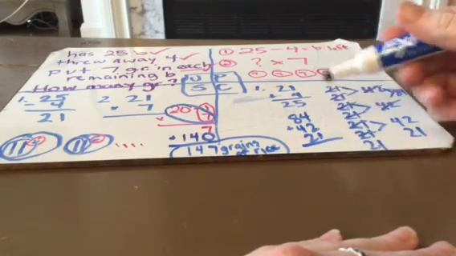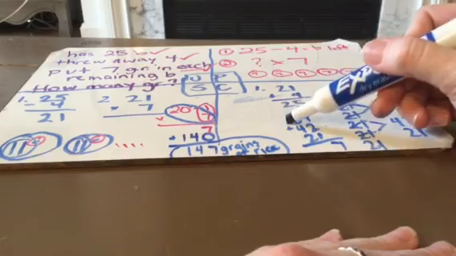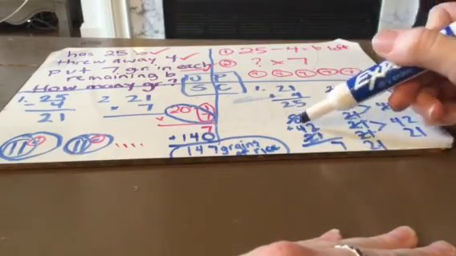4 plus 2 plus 1 is 7. I'm going to look for my tens fact. 8 and 2 is 10, plus 4 is 14.